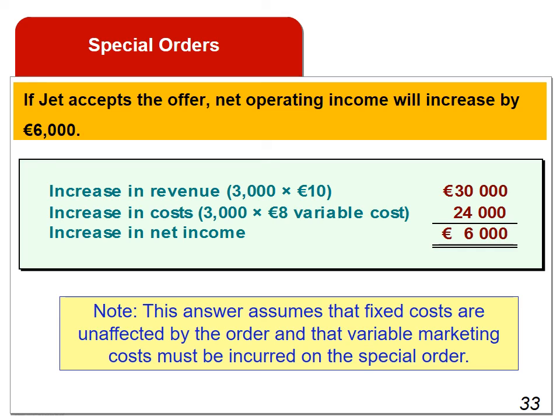If Jet accepts the offer, net operating income will increase by €6,000. This suggests that Jet should accept the order. Notice that this answer assumes that the fixed costs are unavoidable and that variable marketing costs must be incurred on the special order.